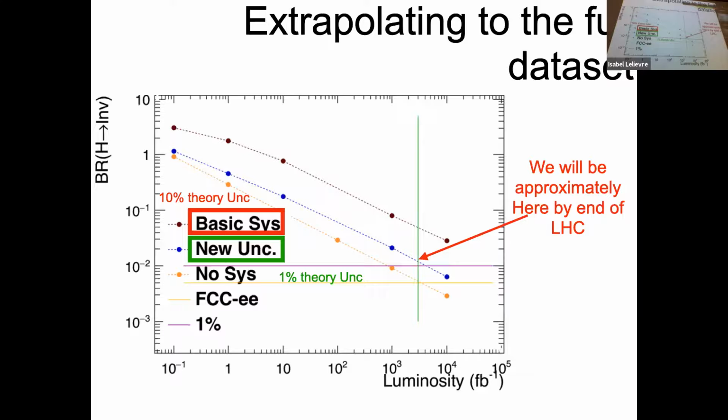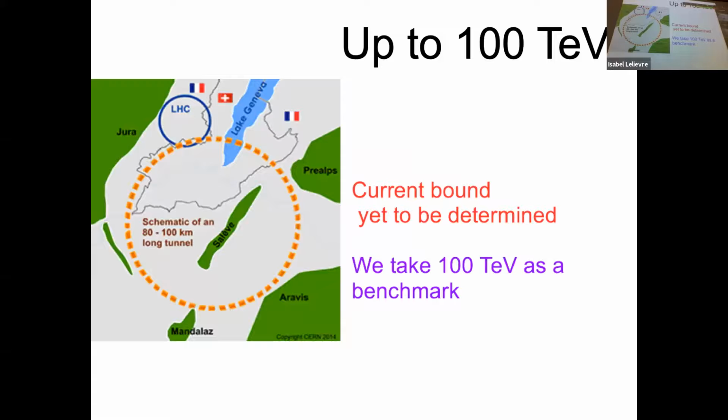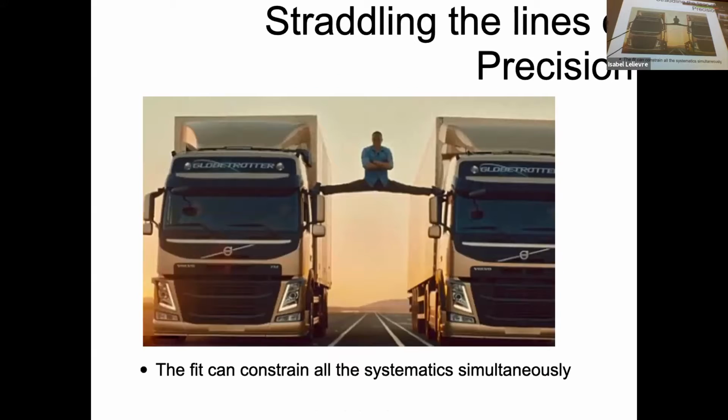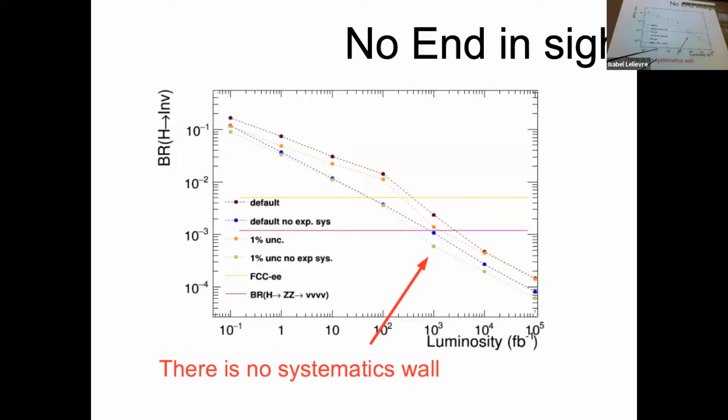And so we can also take our monojet analysis and run this all the way to the full luminosity, and we can get a bound. And it's about 1% Higgs invisible. And then you can think about future experiments and take a 100 TeV machine, and you can run the same dark matter analyses at 100 TeV, and we can use the same scheme of simultaneous fits. The nice thing is that because we do this, there's no kind of systematics wall. So as long as you can preserve this level of precision, so assuming you know how to be very precise, you can continue to just run this analysis as you take more and more data.